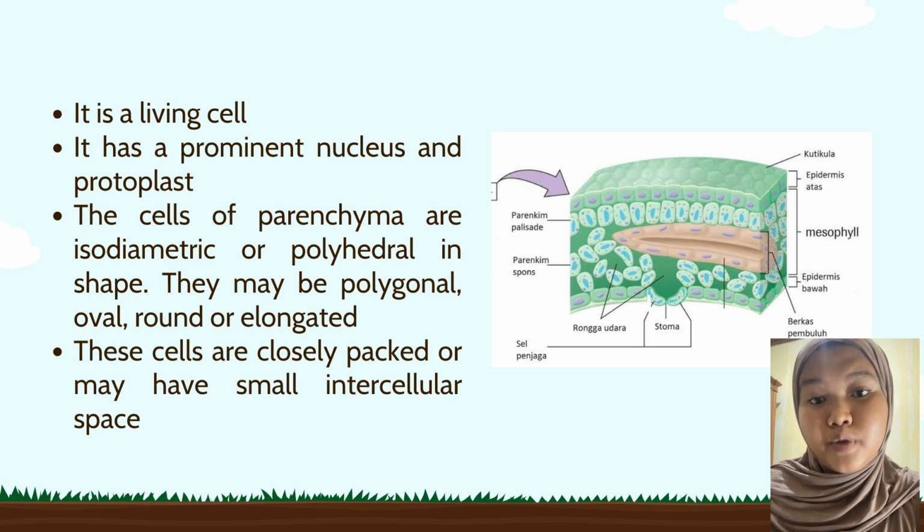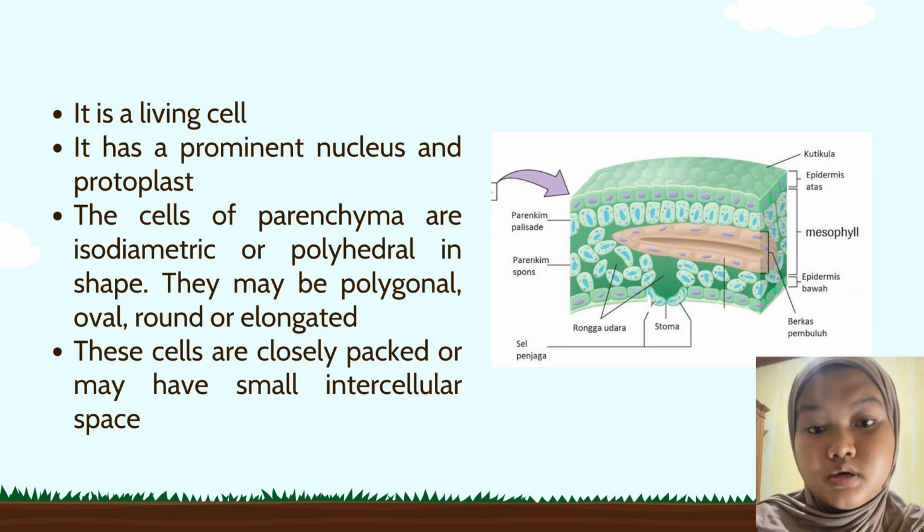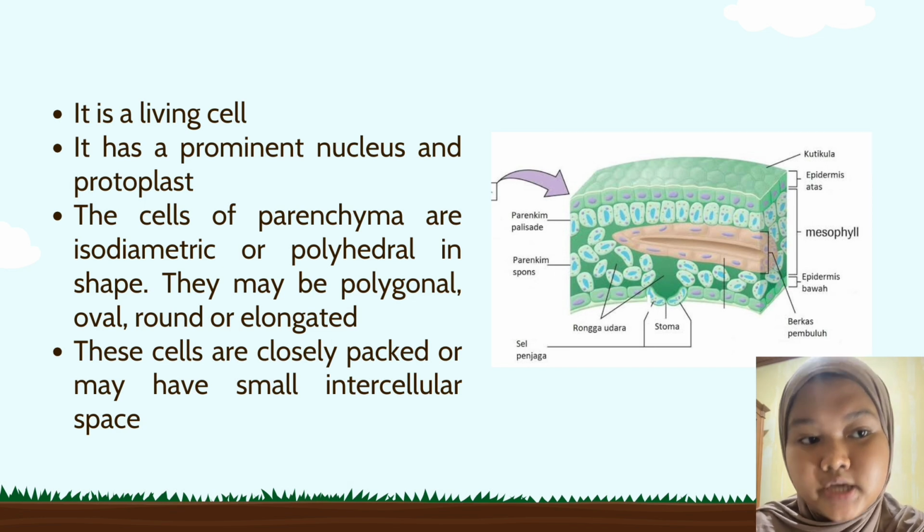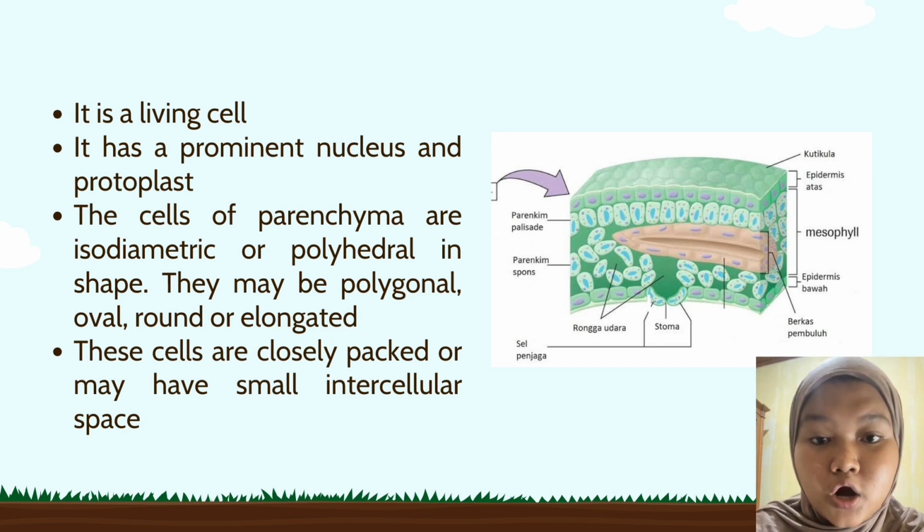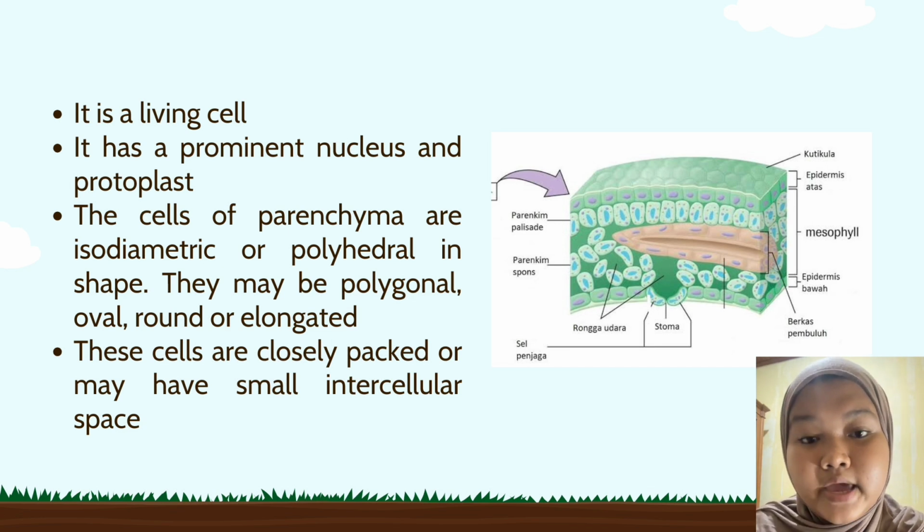Parenchyma is a type of living cells characterized by a prominent nucleus and protoplasm. The cells are isodiametric or polyhedral in shape, which may vary from polygonal, oval, round, or elongated forms. They are either closely packed or have small intercellular spaces, and they are interconnected through plasmodesmata.